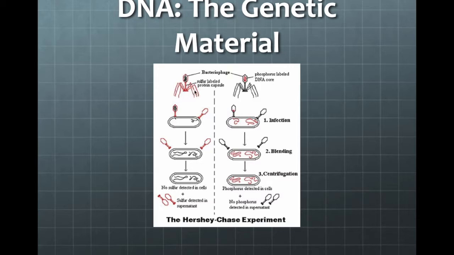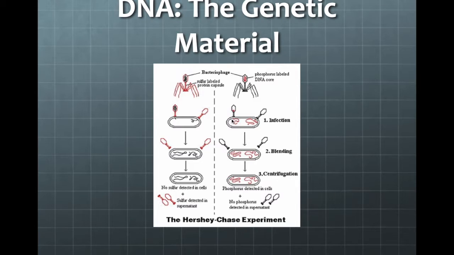Within the sulfur label is the protein capsule. So everything here in red is protein, except for the genetic material inside, while the phosphorus label only labels the DNA inside the bacteriophage.